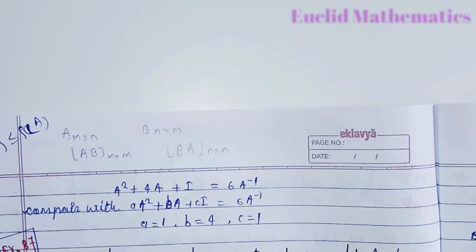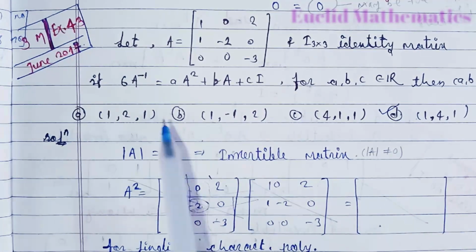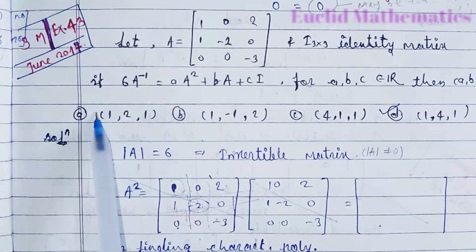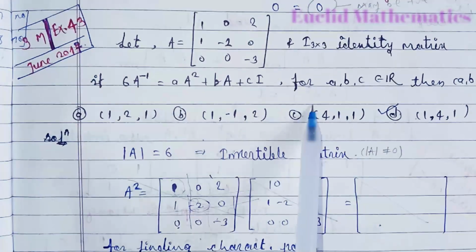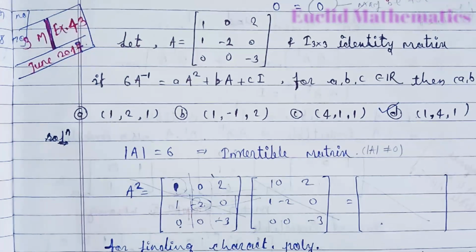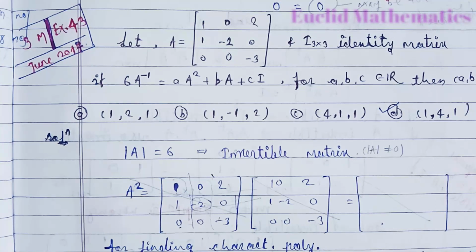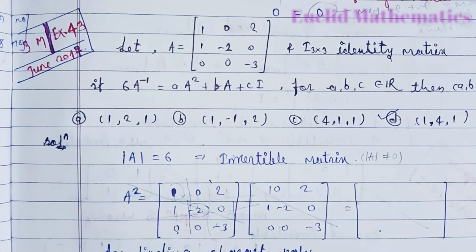Now let's verify our question. In our question, the first option is ABC 1, 2, 1, which is wrong. We got A as 1, B as 4, and C as 1. So B is also wrong, C is also wrong, and option D is correct. See how easy that question is. It is just a conceptual question. You need to first understand the characteristic polynomial of a matrix and how to find it. I hope you all have understood today's lecture. It's quite easy to understand. Just a basic concept related to linear algebra is needed.